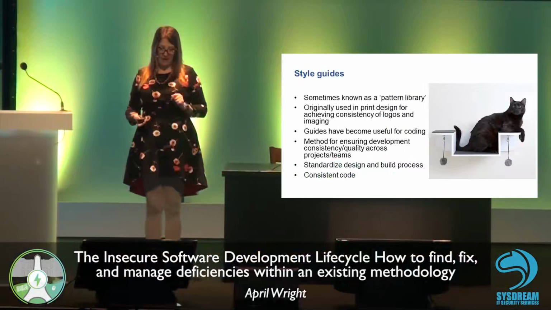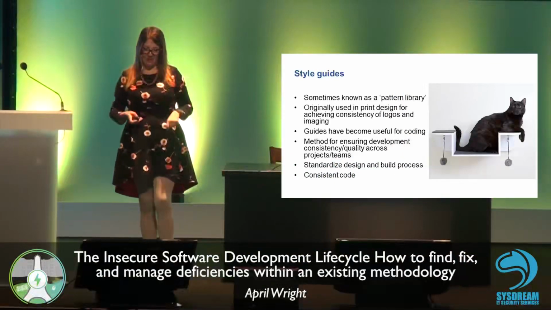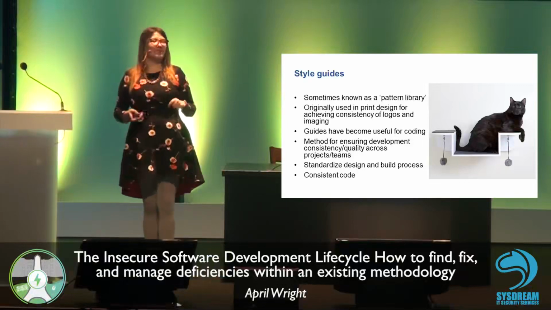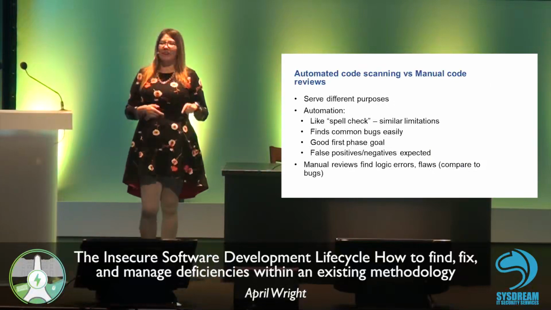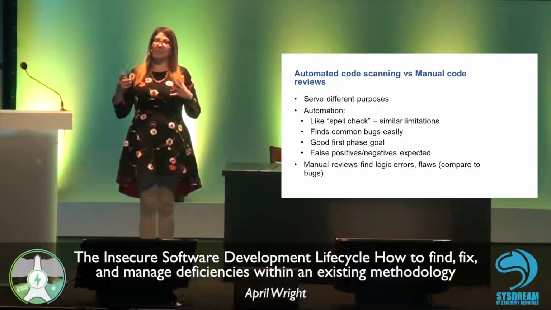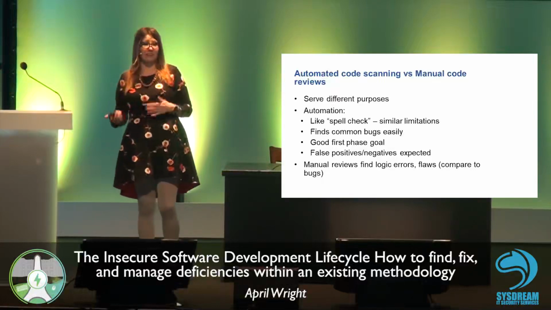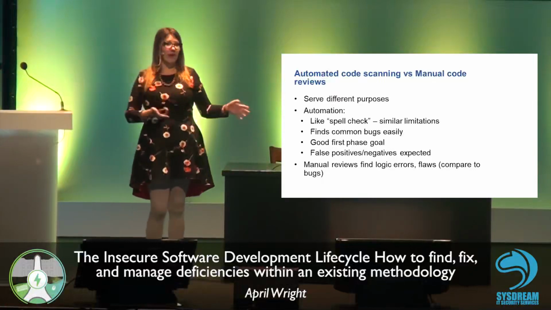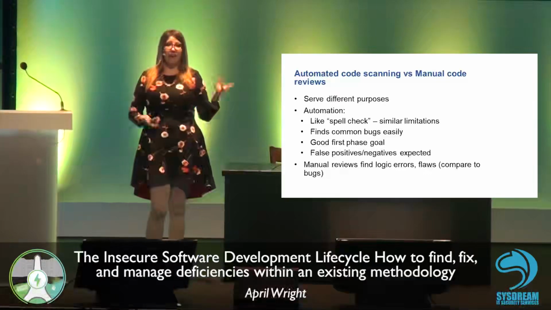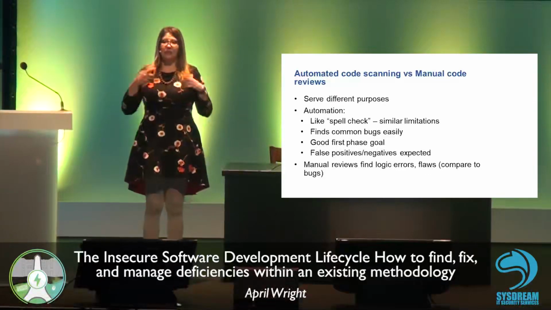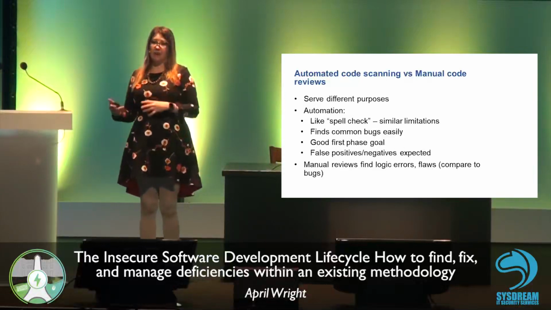Talking about the pattern library, this was probably an extra slide here. It does result in more consistent code, though. So automated code reviews are really like spell check. Spell check is not super good with grammar. It's not super good with words that are acronyms, things like that. If we understand the limitations of spell check, we understand the limitations of automated code scanning.